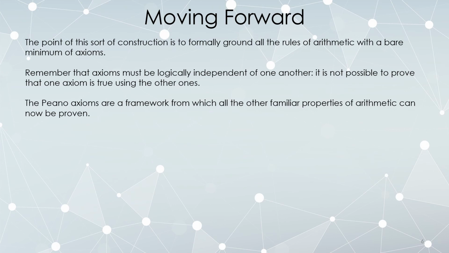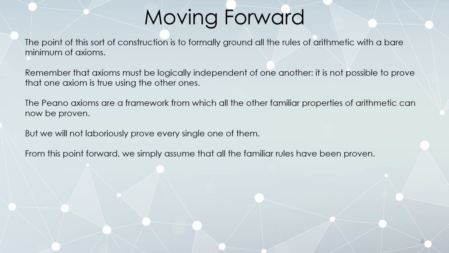We have proven, for example, the associative property: (a+b)+c is the same thing as a+(b+c). We're not, however, going to go through and laboriously prove every single one of them. Addition is associative, addition is commutative. Multiplication is associative, multiplication is commutative. You have a distributive property for multiplication with addition, whether you multiply on the left or on the right, blah, blah, blah. Okay, it takes forever. We're not going to go through every single one, but it is good exercise to do one or two of them on your own. But from this point forward, we're just going to assume that all the familiar rules of arithmetic have been proven so we can use them freely.